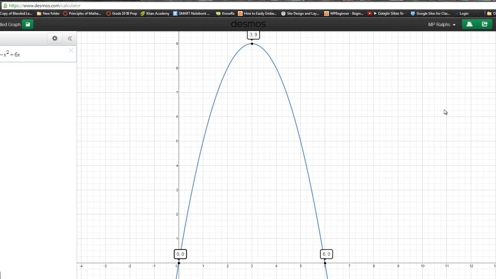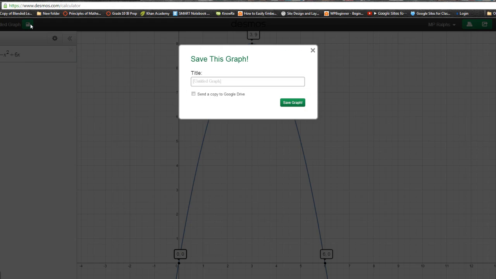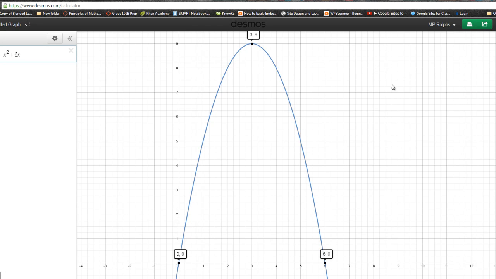If you have logged in using your Aquinas email, you can save the graph, and then you can save it to your Google Drive also. So example 2 from lesson 3.2, send a copy to Google Drive, save the graph, and then next time you go in, you can actually open a graph. There should be some sort of, oh, there we go, open the graph from a previous session. Okay, so that's how we can graph that.